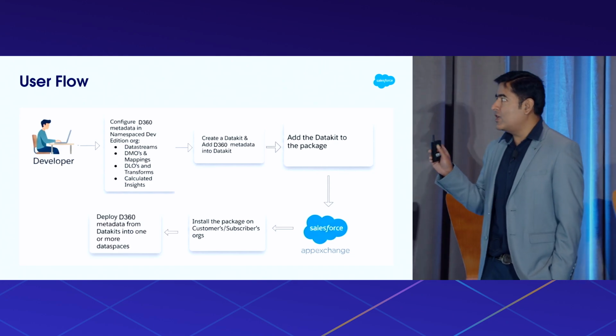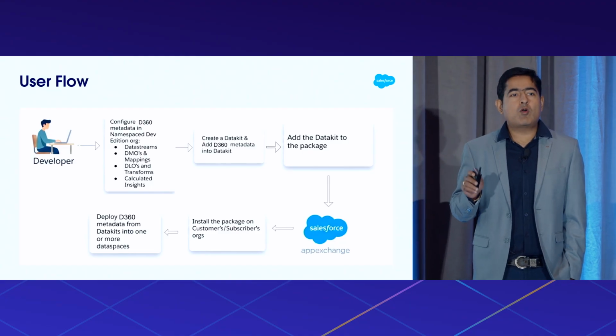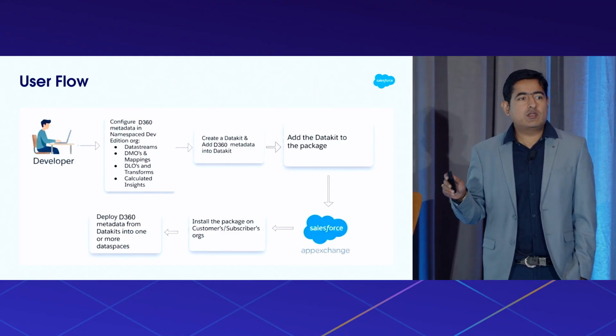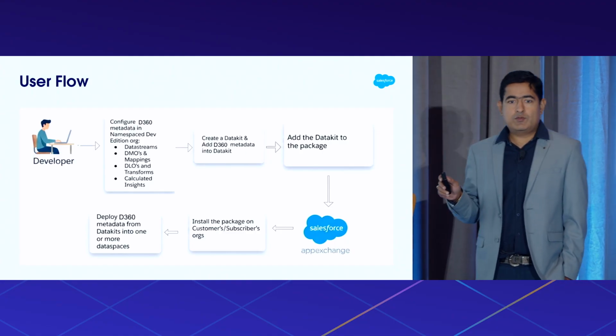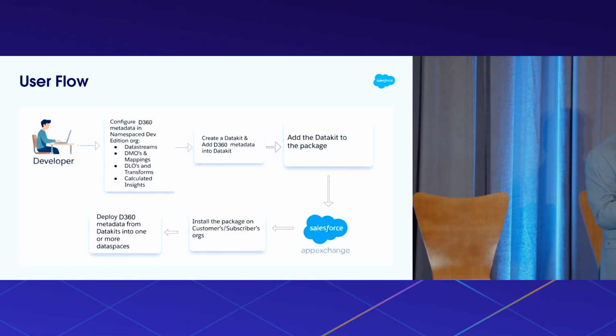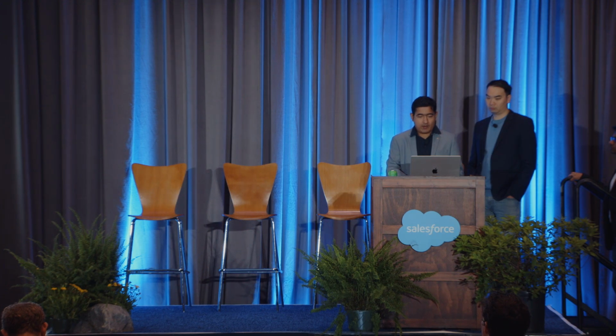After installing the package, the data kit is available in the customer org to be deployed into one or more data spaces or one or more connections which are already configured on the customer org. So this is how the user flow looks like. Very quickly, I'll just show you a quick demo of how data kits look like.